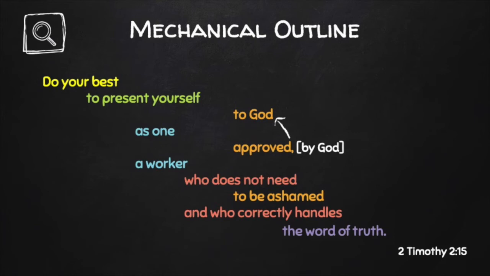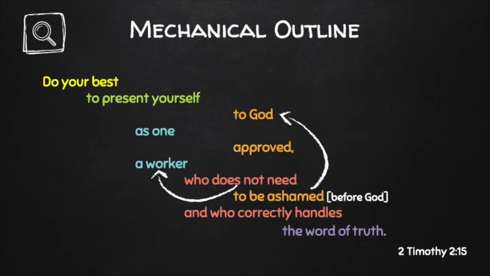But a worker is further modified by who does not need to be ashamed. So a worker who does not need, now to be ashamed is also modifying a worker, but it also modifies who does not need. So I've put that under approved. God approved and not need, to be ashamed is there. You could do this a bunch of different ways.